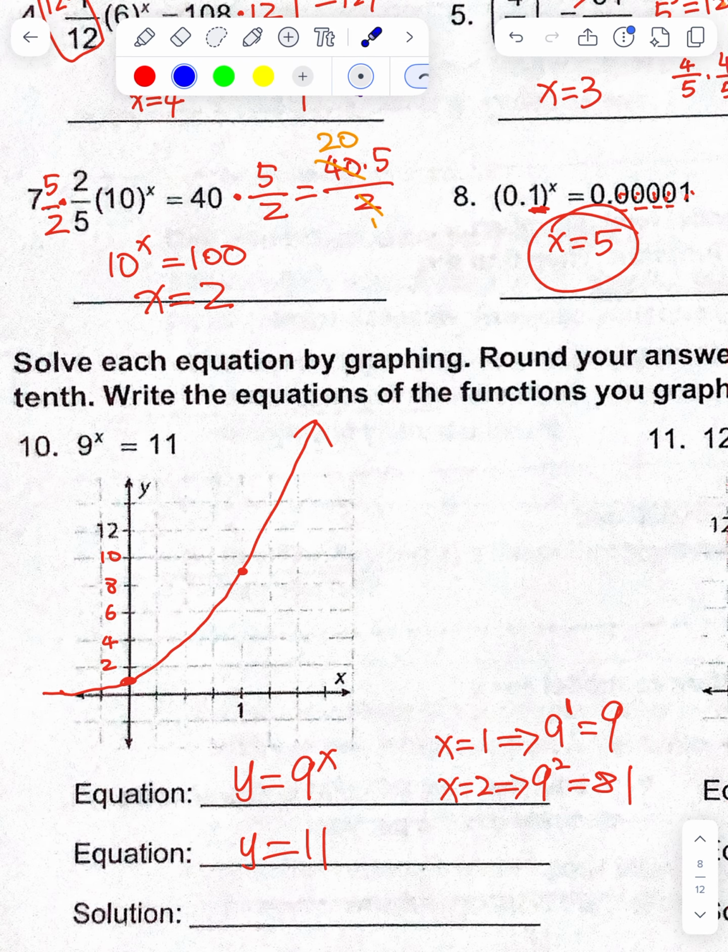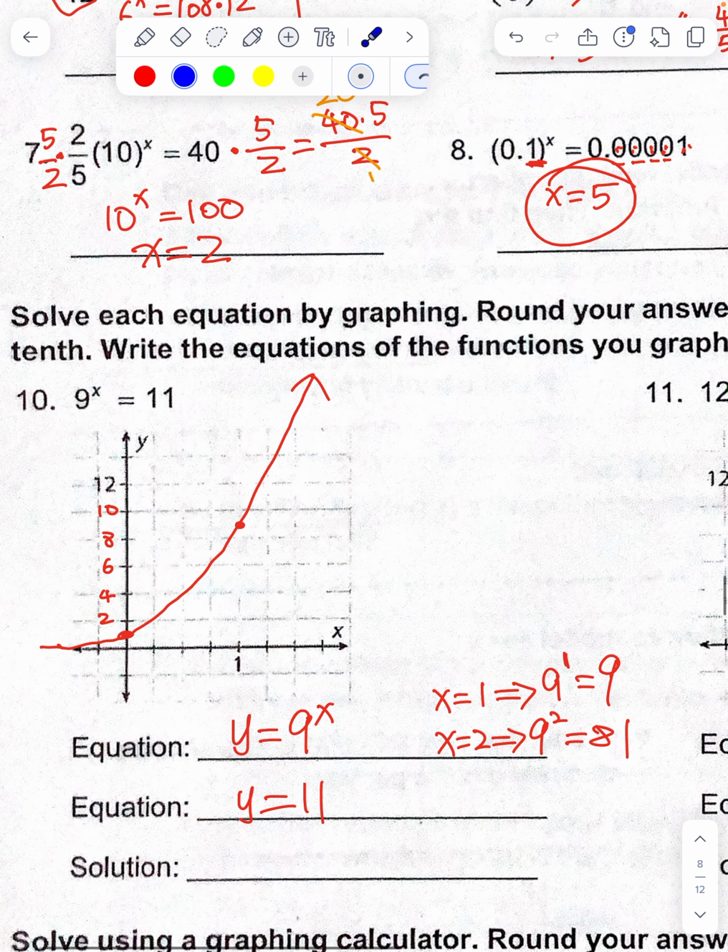Okay, second equation, y equal to 11. 11 is right here. This kind of function has no x, so the graph never touches the x-axis. So it's horizontal. On this line, x can be any value, but for the points on this line, the y value is always 11.